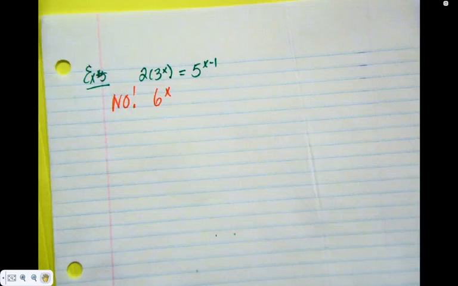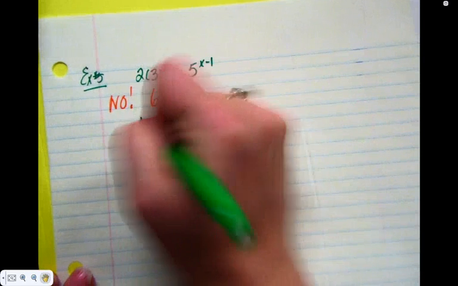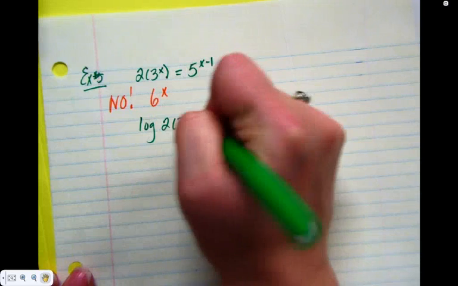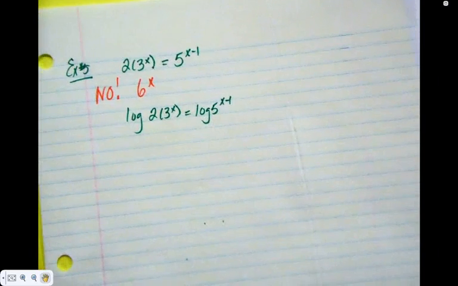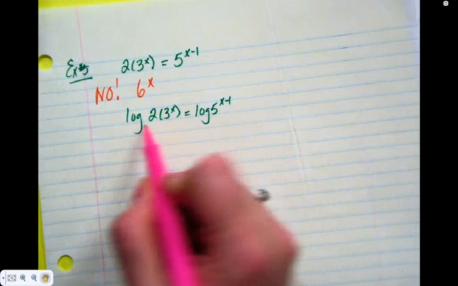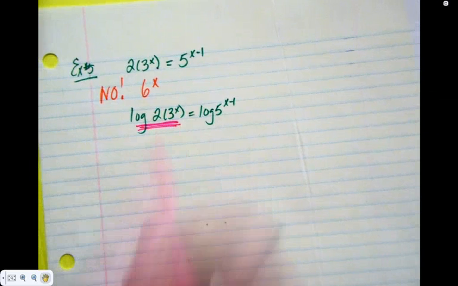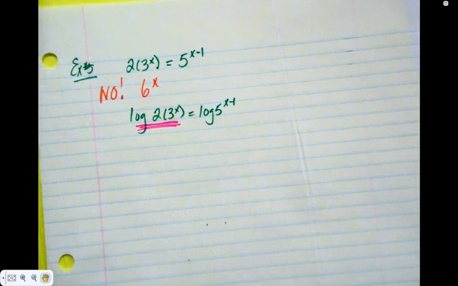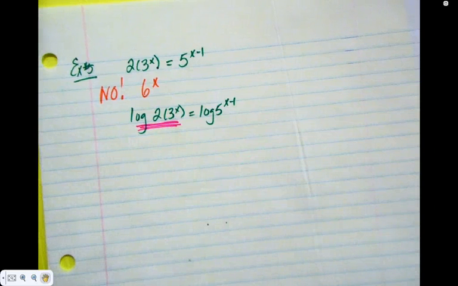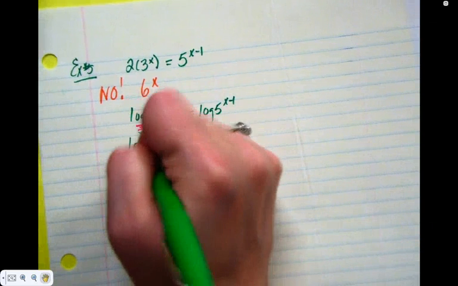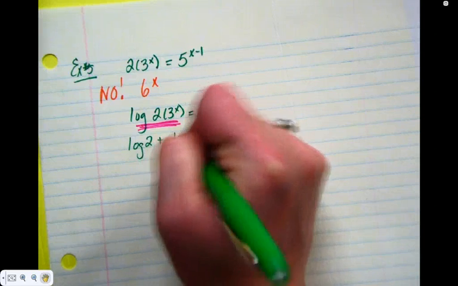What's step 1? Log each side. Okay. Step 2: no, expand. This is now an expanding question. I don't do exponents first. What I do is I split up that 2 times 3^x. If I'm multiplying, it becomes addition. So this is going to become log 2 plus log 3^x.